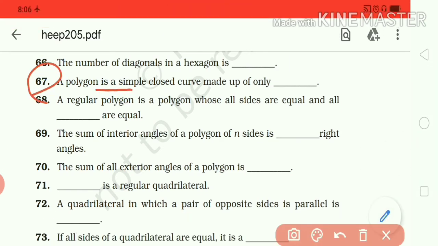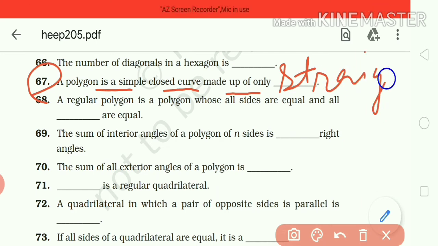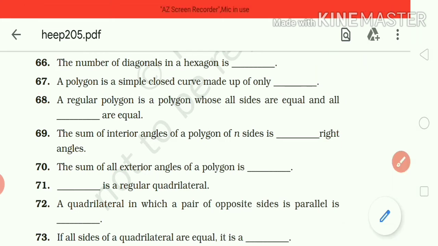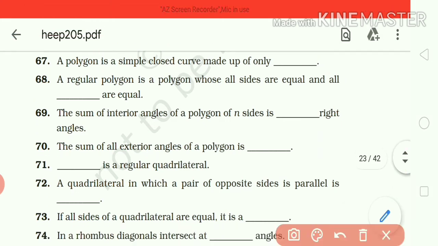The polygon is a simple closed curve made up of only straight lines, right? These are made up of only straight line segments, right? So this is the polygon. Come to question number 68.